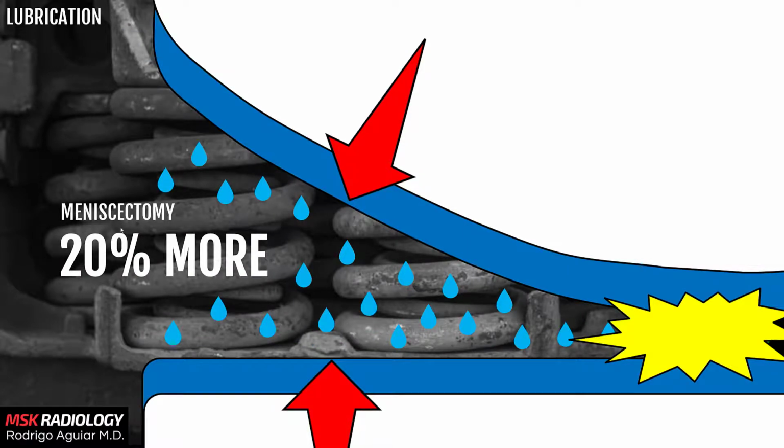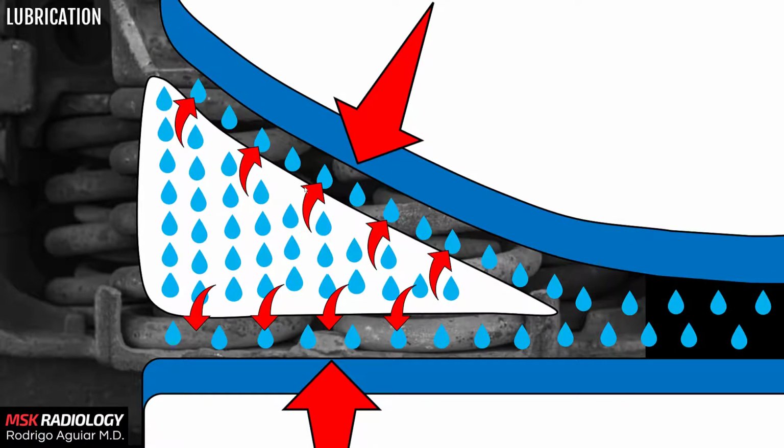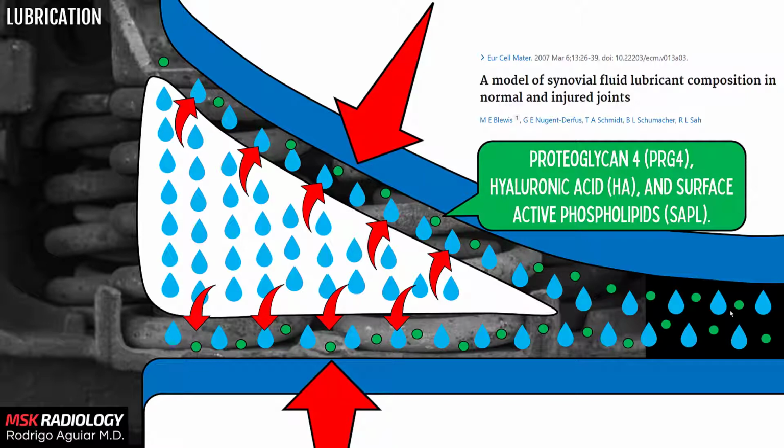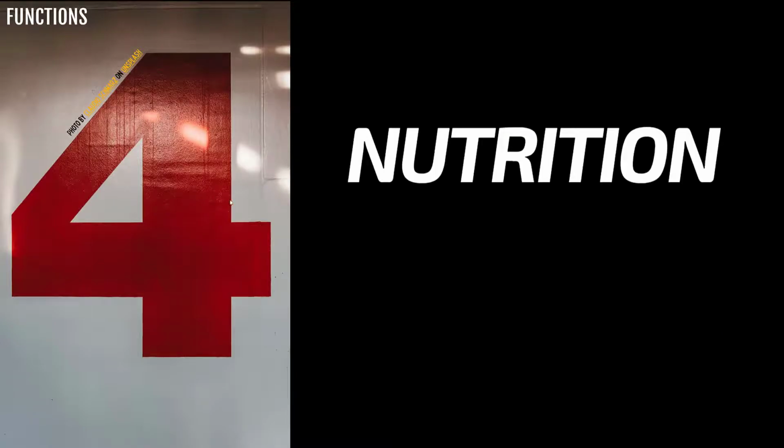And before I leave the joint lubrication subject, it's important to remember the composition of the synovial fluid. It's not just water. There are other different molecules that I'm representing here in green, like the proteoglycan 4, hyaluronic acid, and surface active phospholipids that contribute to transforming this fluid into a very effective lubricant. Okay, so now let's talk about nutrition, another meniscal function.